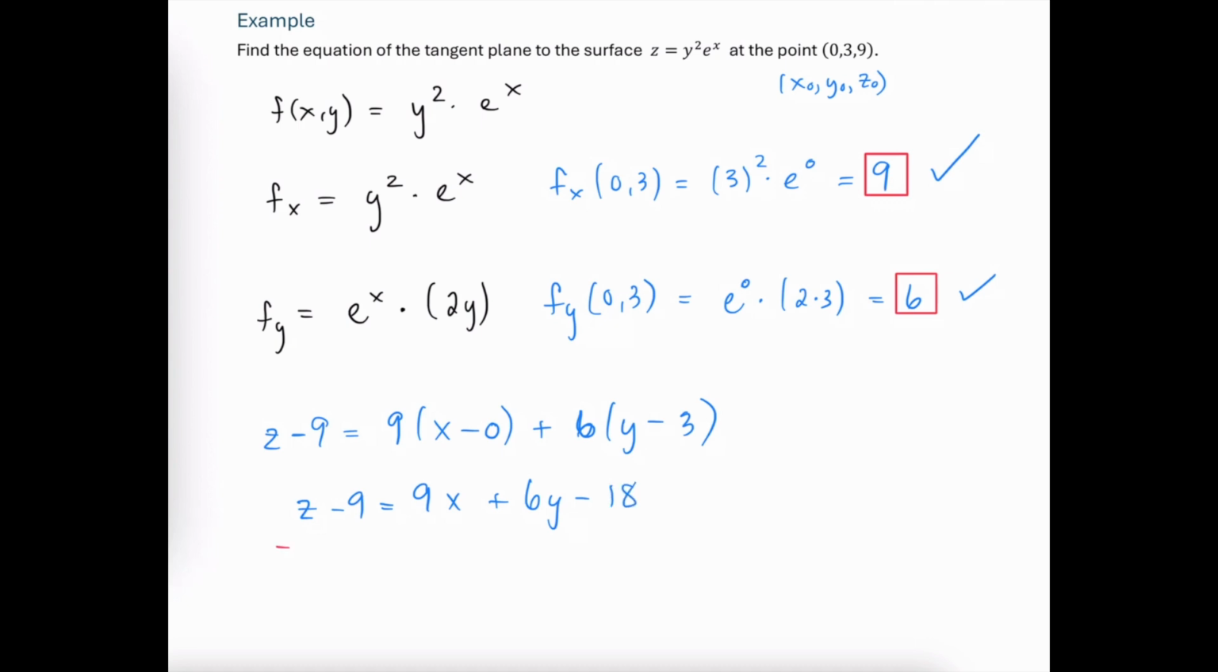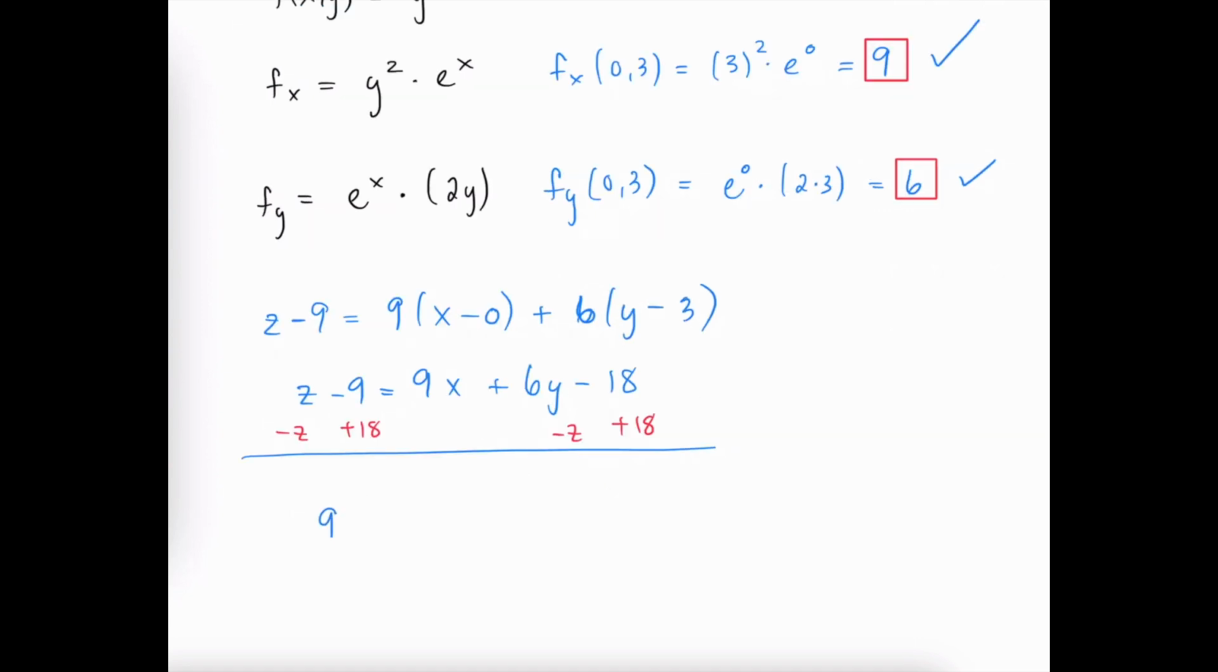Let's get all our variables to one side and our constants to the other, so that our plane equation becomes 9x plus 6y minus z, and the negative 9 plus 18 is positive 9, so this would be our plane equation. So let's verify our answer in GeoGebra.